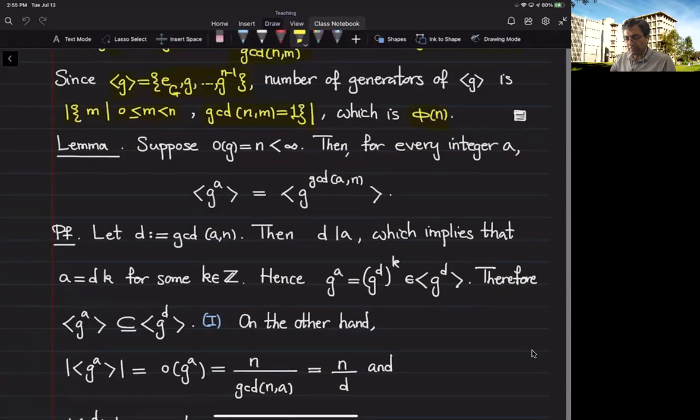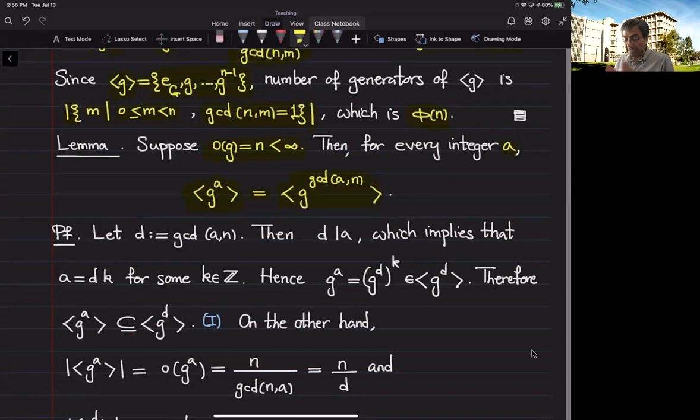So suppose g is an element of finite order, and suppose its order is n, and I give you some integer a. Then the cyclic group generated by g to the a is the same as the cyclic group generated by g to the GCD of a and n. So all of a sudden, instead of taking an arbitrary integer, I'm working with a positive divisor of n. That's what I mean by canonical. So every cyclic subgroup of the group generated by g is generated by g raised to some positive divisor of n.